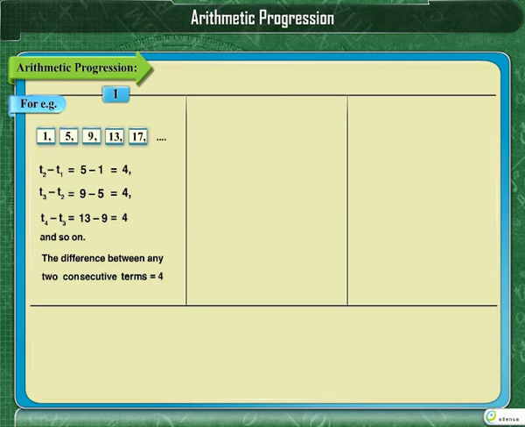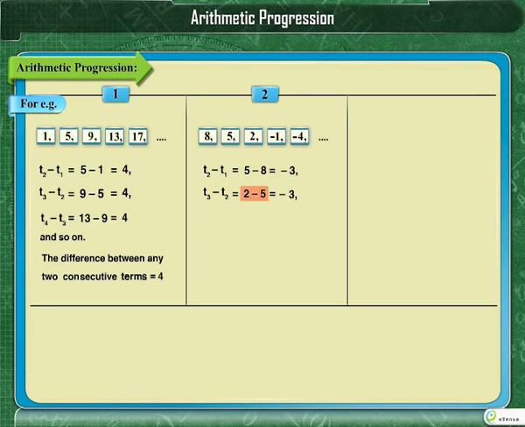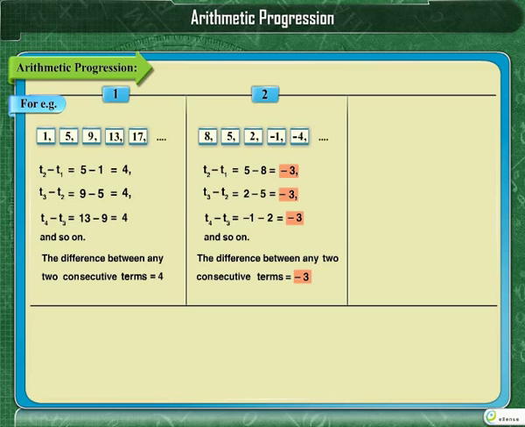Now, let us consider another sequence. 8, 5, 2, minus 1, minus 4, and so on. What is the speciality in this sequence? Here, T2 minus T1 is 5 minus 8, which is minus 3. T3 minus T2 is 2 minus 5, which is minus 3. T4 minus T3 is minus 1 minus 2, which is minus 3, and so on. This means in this sequence too, the difference between any two consecutive terms is constant, that is minus 3.